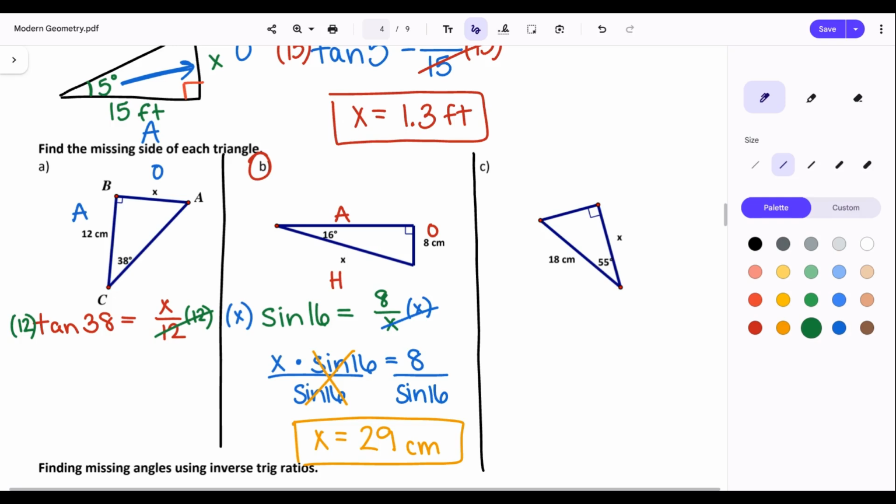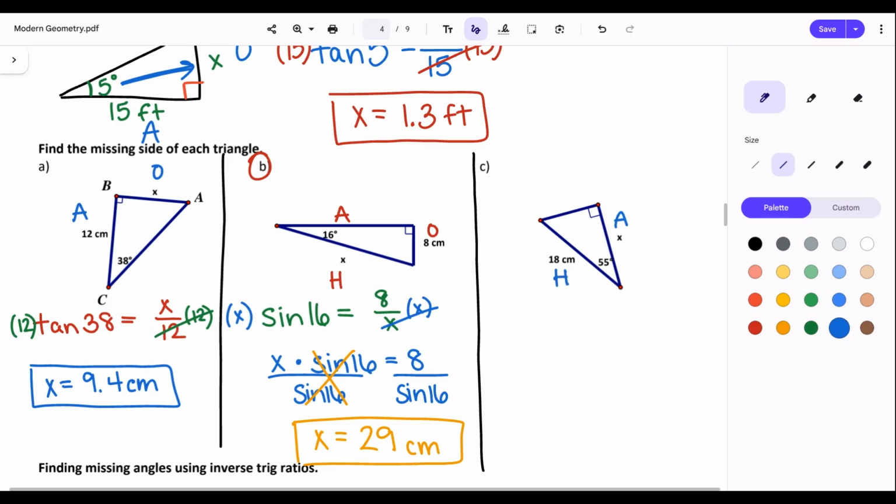Good. So then if you did the math here, if you took 12 times the tangent of 38 and you rounded it, what'd you get? Good. 9.4 centimeters. Very good. Okay. Now help me out. Same thing with letter C. What sides did they give you? Okay, x is adjacent and 18 was hypotenuse.